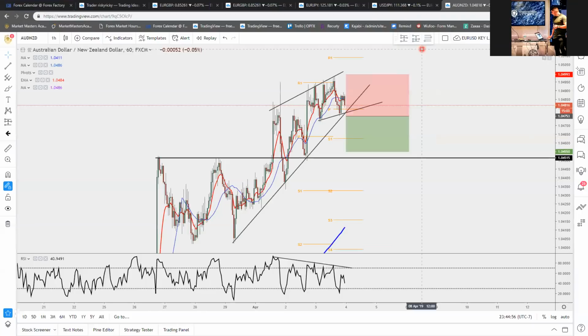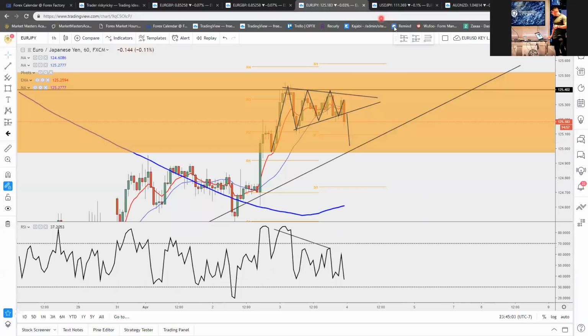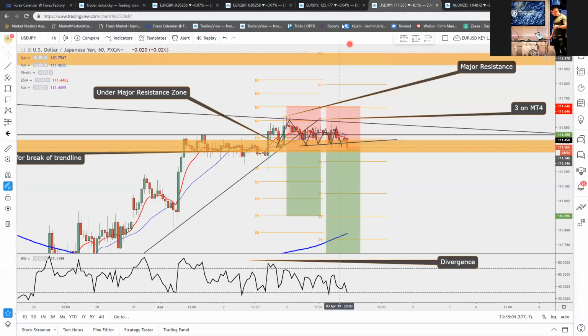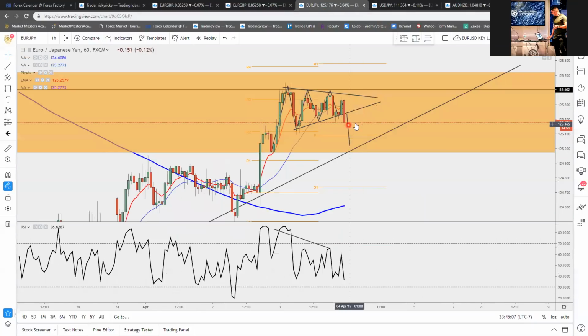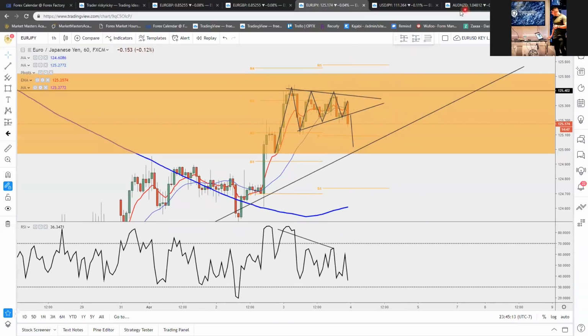Matt is a beast. But yeah, so going to be looking at AUD NZD for a sell. These are still kind of slowly moving. In 15 minutes, the London session opens, so be ready for that.